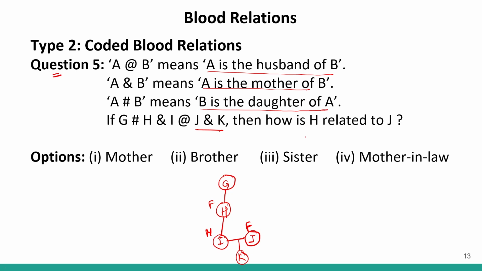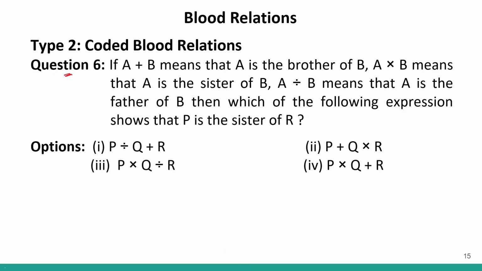Now let us look at the question. The question asks, how is H related to J? H is the mother-in-law of J because H is the mother of I and I is the spouse of J. So the answer would be option number 4, mother-in-law. Clear? Okay.